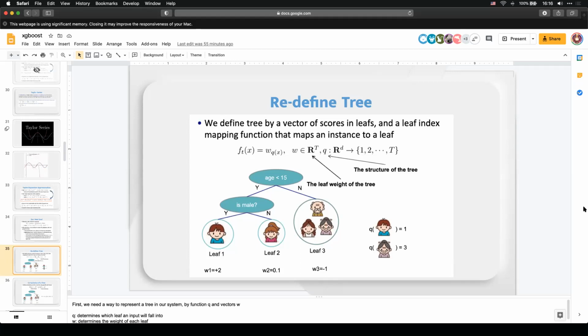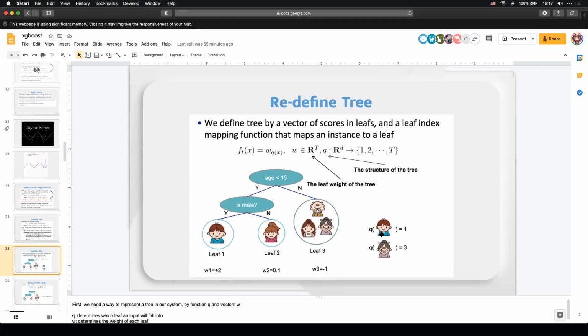All right, so the weights, W is a vector, and we can think about putting these three numbers in a vector, and this is W. And also we have Q. Q is the structure of the tree, meaning it takes the input as a variable, and then the predicted result is which leaf this instance will belong to.